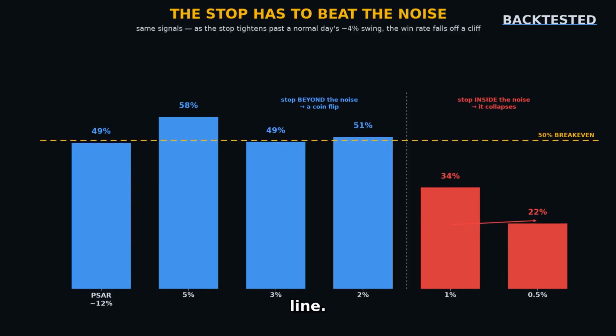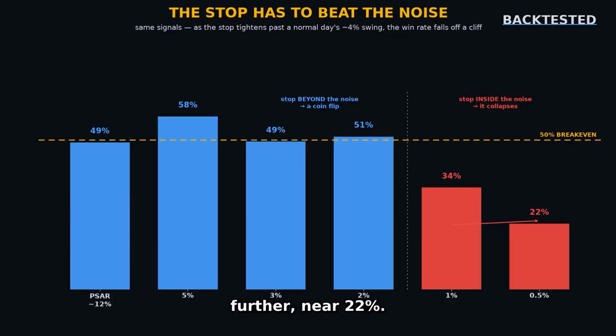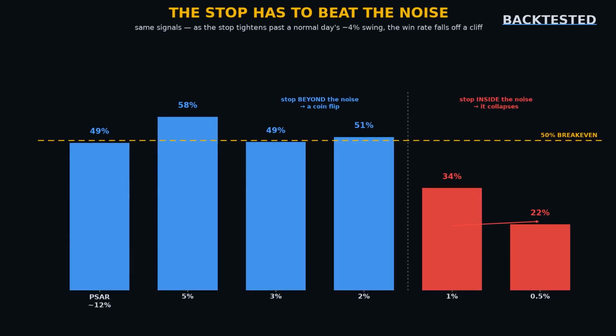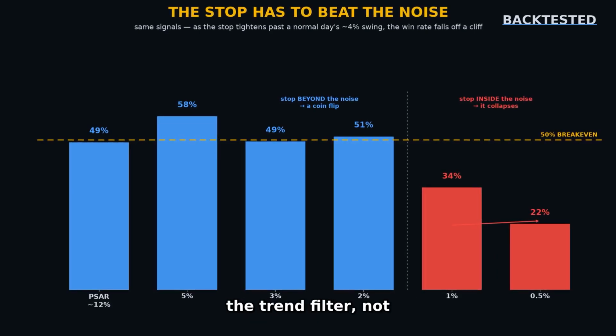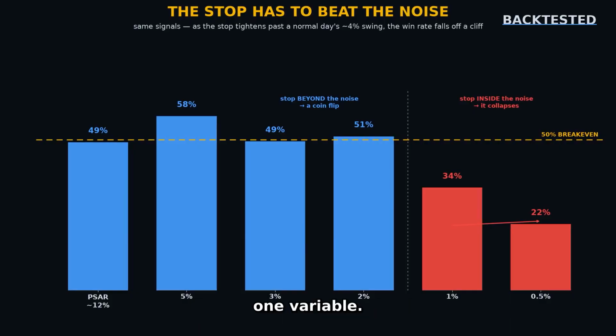Then we cross the line. Jam the stop inside the daily noise, down to 1%, and the win rate drops to about 34%. Push to 0.5%, and it collapses further, near 22%. The signals never changed once. Not the entries, not the trend filter, not the time frame. Only the stop moved. Everything you're seeing is one variable.